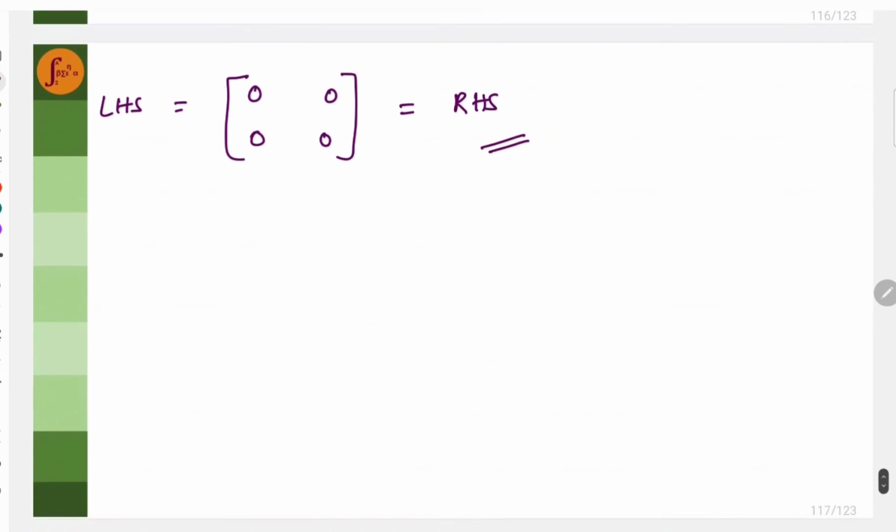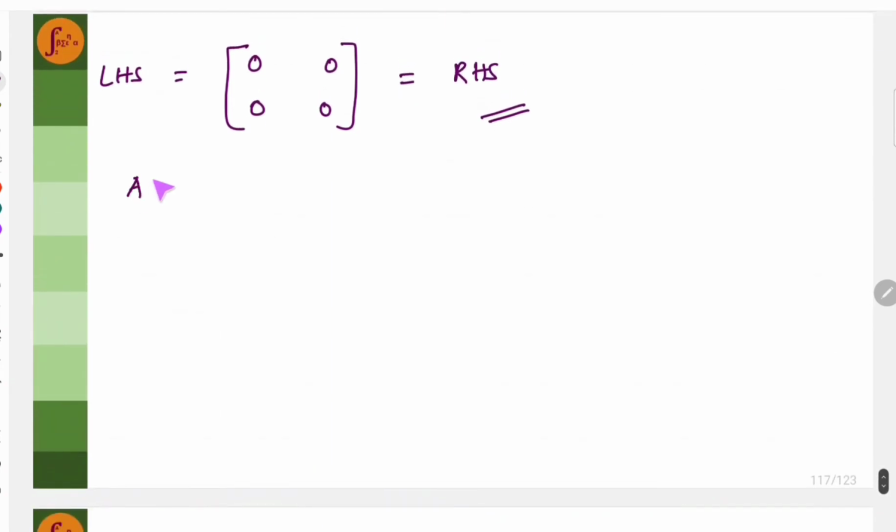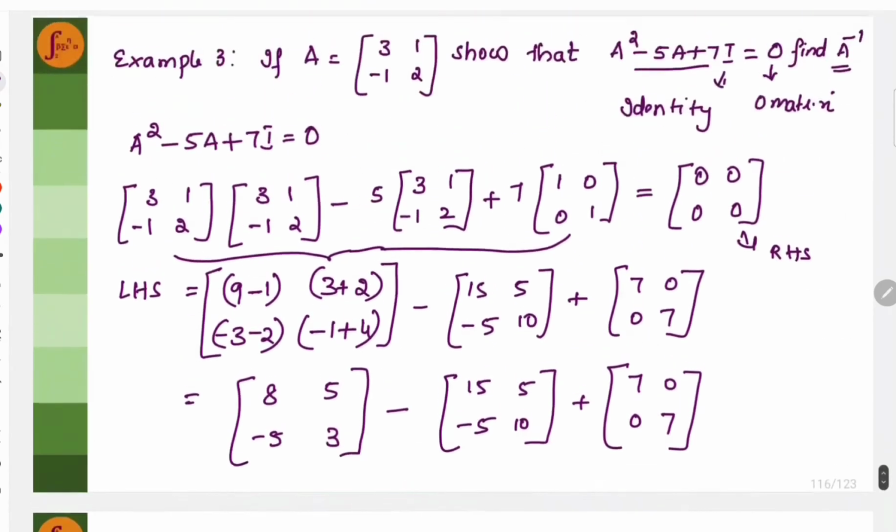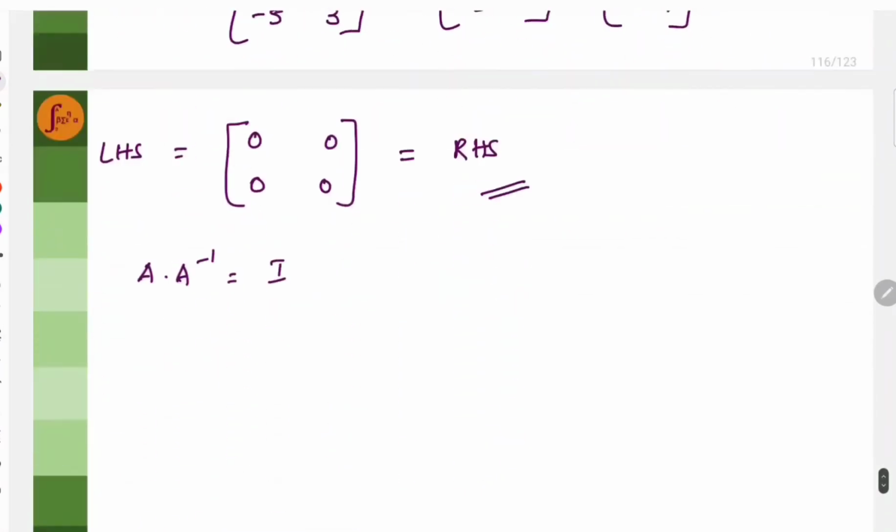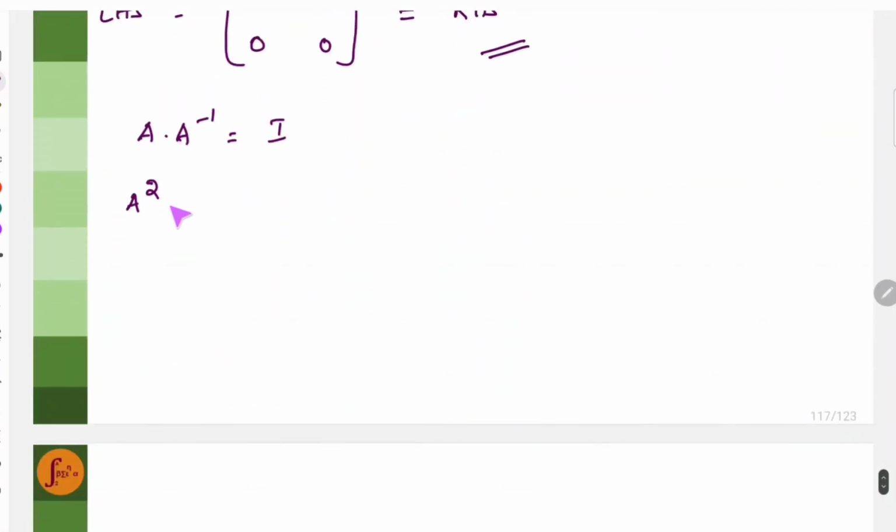Now the second part of the problem is to find A inverse. We have a property or a formula which says that A into A inverse is equal to I. So we'll take this expression: A square minus 5A plus 7I is equal to 0. Using this expression, we'll have to find A inverse.